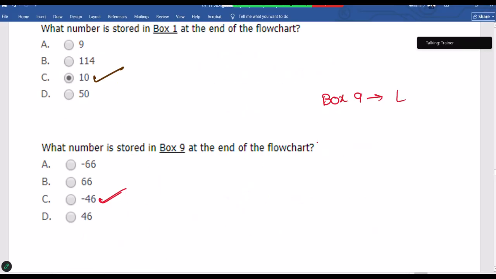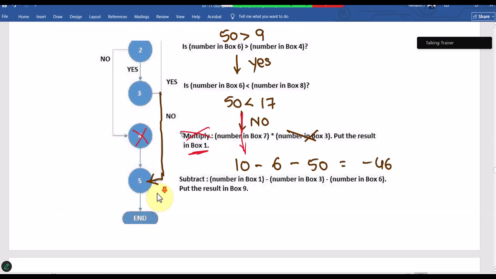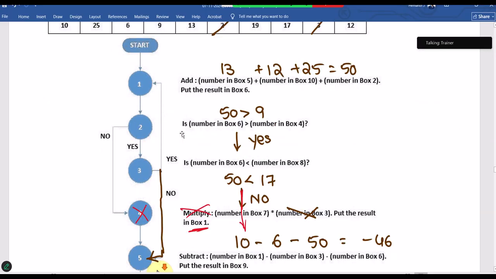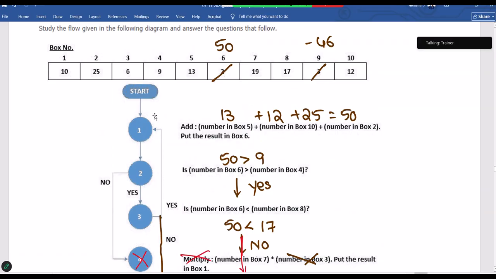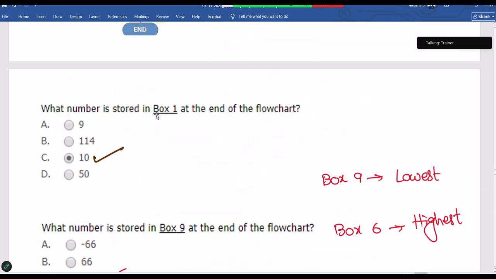Box 9 is lowest. They'll ask you which box has the lowest number, which box has the highest number. Those types of questions are also common. Right. So, next flowchart. This is one flowchart I showed you. You analyzed it, very easy, right? So let's see the next question also.